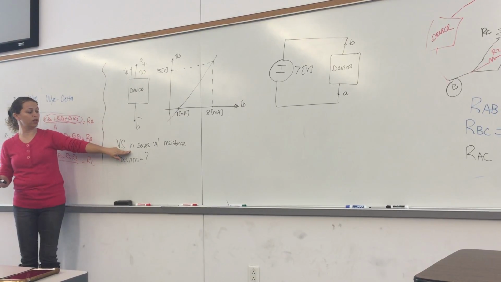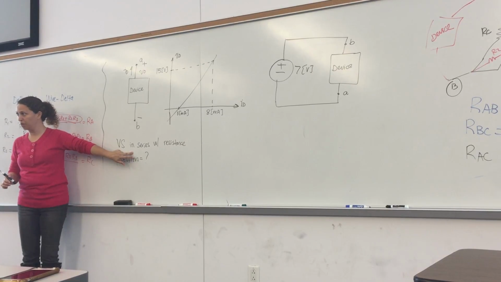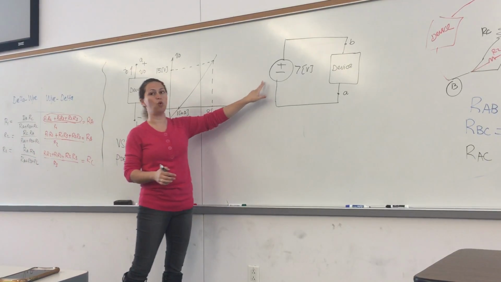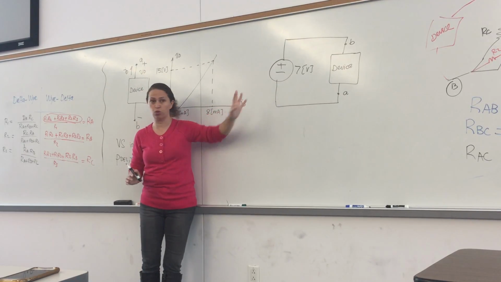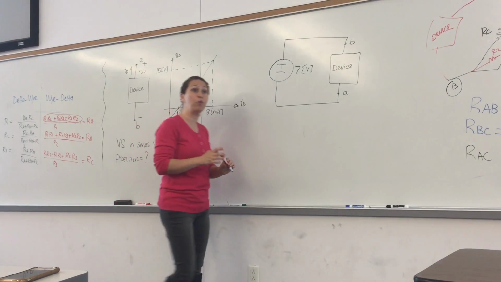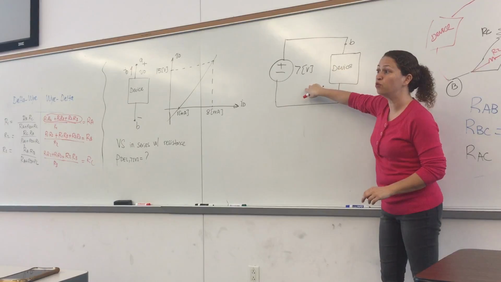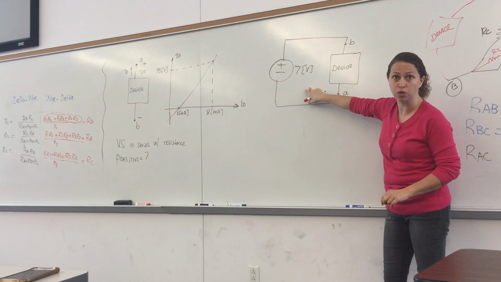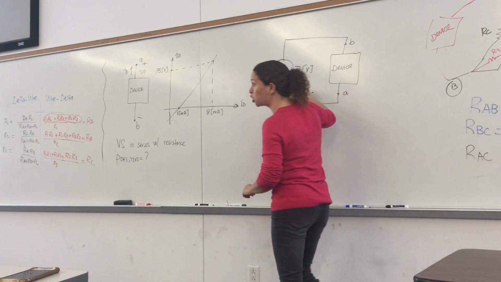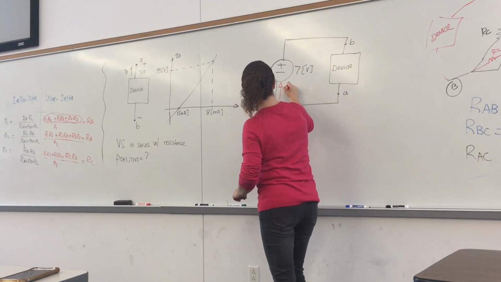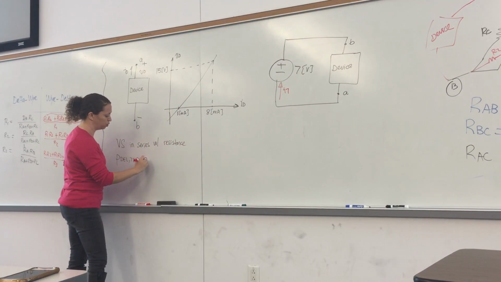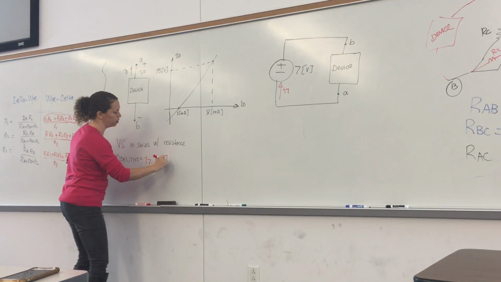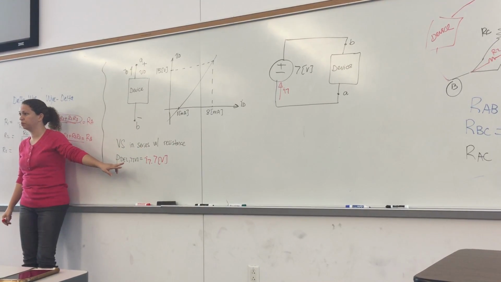The device is modeled with a voltage source in series with a resistance. Then the device is connected to a 7-volt voltage source, and the question is, what is the power delivered by the 7-volt voltage source? So I want to label the current through the 7-volt voltage source, with the active sign convention. I'm going to put this as I7. So power delivered by the 7-volt voltage source is equal to I7 times 7 volts. All I need is I7.